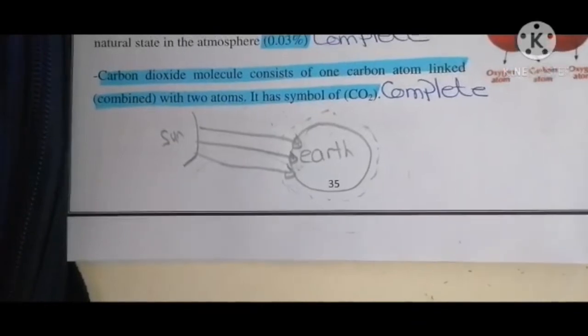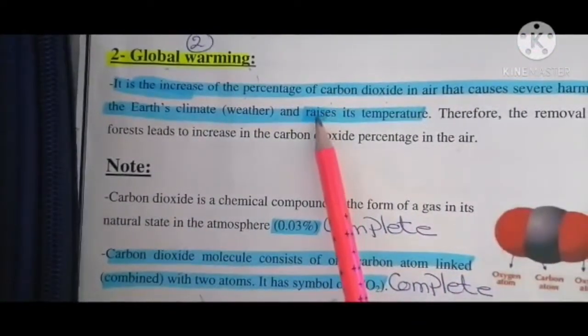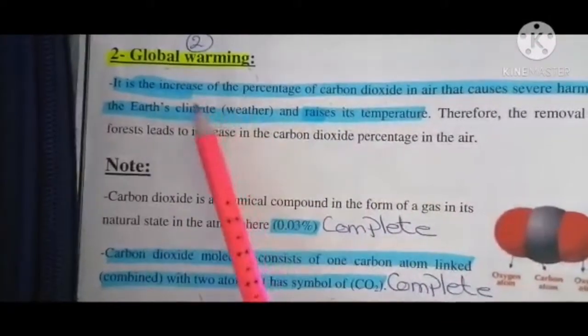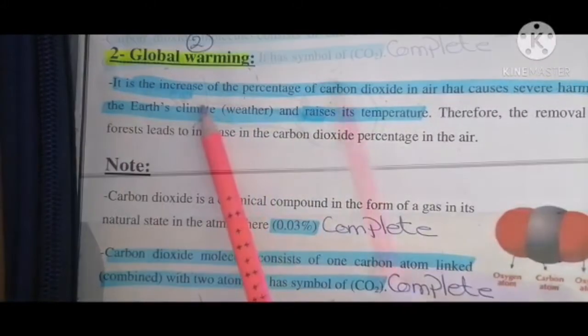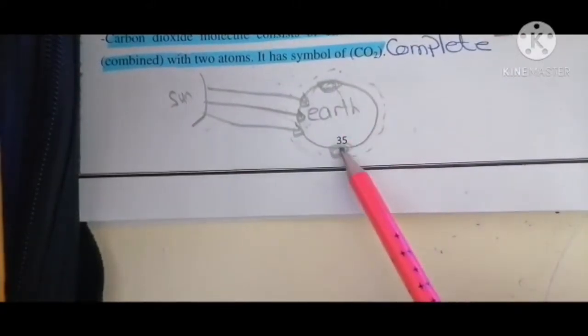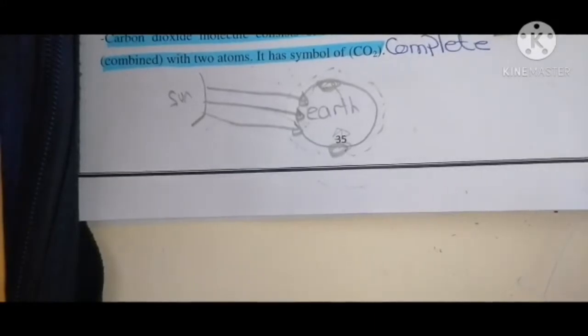This is going to result in rising in the earth temperature and changing its climate, the weather. Okay, what is the earth? We have ice. So if the temperature of the earth is going to rise up more than normal, this ice is going to start to melt, resulting in raising the level of the water in the seas and oceans and the rivers, and it is going to result in floods. So this is very dangerous.